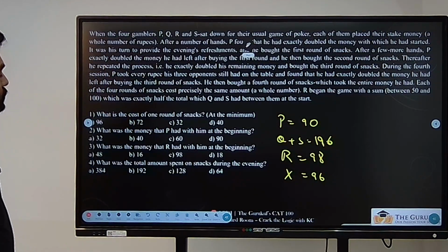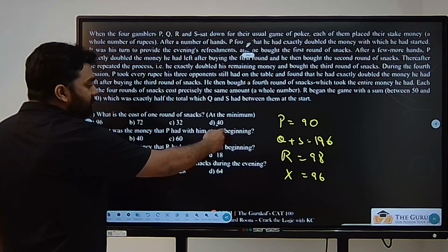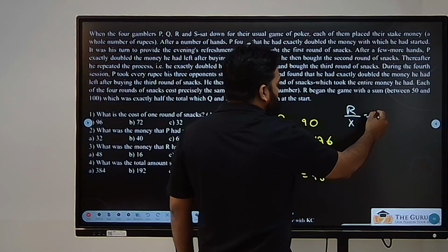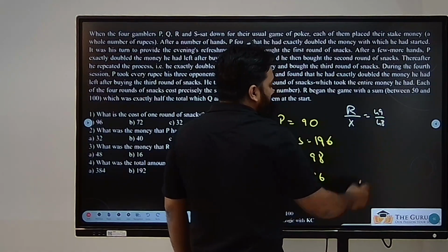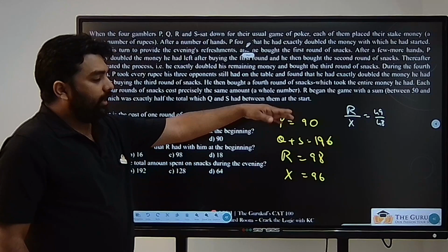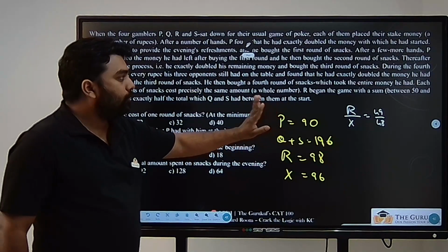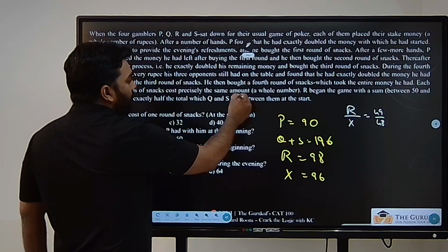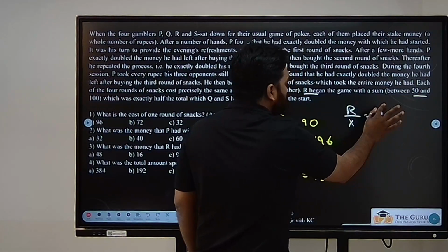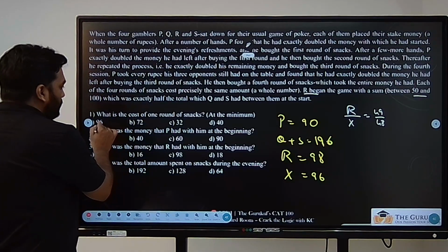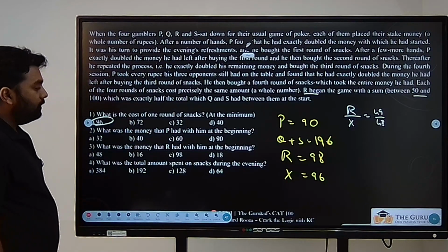Now what is the cost of one round of snacks at the minimum? Round of this can be any multiple. If you remember, we got R by X is equal to 49 by 48. I can do into 3, I can do into 4, I can do into 5, but we are stopping at into 2 because they clearly gave us R is between 50 and 100. That is why we are stopping with into 2. So this is the minimum value, which is 96 rupees.